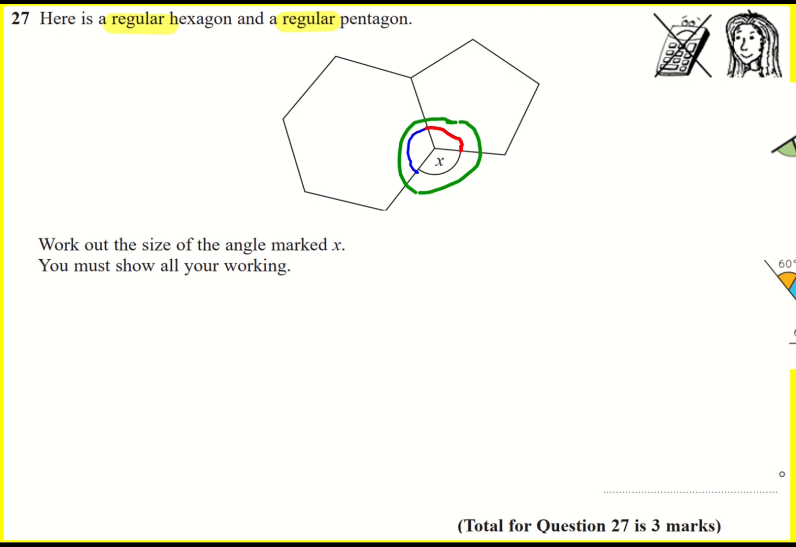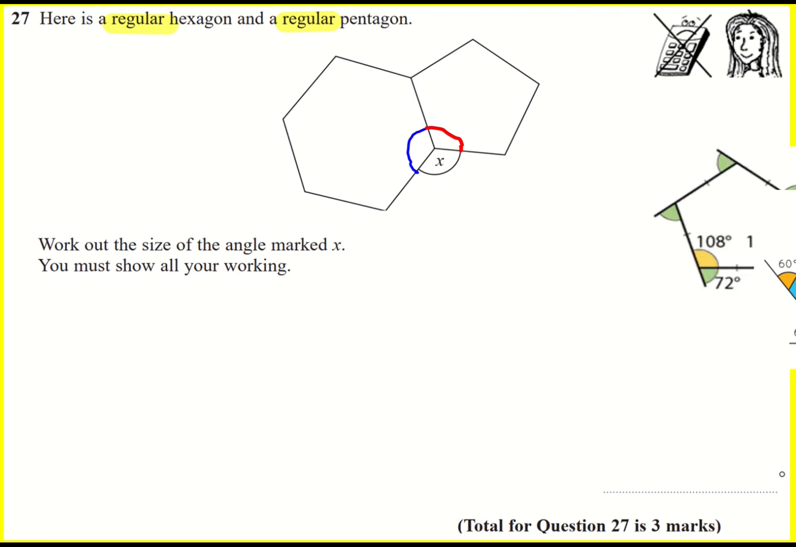So how do I work out the blue and red angles? Well, you either know your interior and exterior angles of regular polygons, in which case, great. But if you don't, you need to have a way of working them out. So these angles here, the one I've marked in blue and in red, are what we call the interior angles. In other words, the angles on the insides of these shapes, not the angles on the outsides of these shapes.